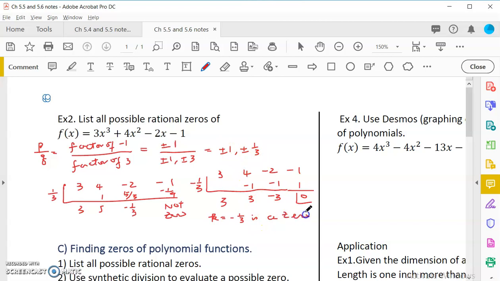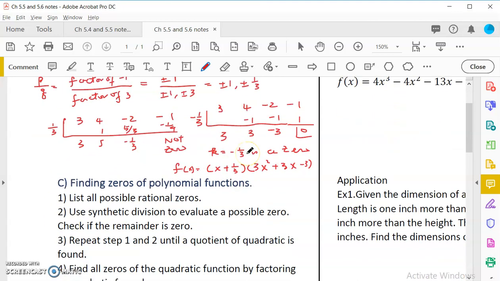If it is a zero, I find the factor x minus negative 1/3, that means x plus 1/3, and I can also find the other factor, which is 3x squared plus 3x minus 3. These are also factors. So you actually fully factor the original polynomial. That is the use of listing all the possible zeros. Sometimes you go through the list, there's a long list, and you're not lucky. It takes a while.